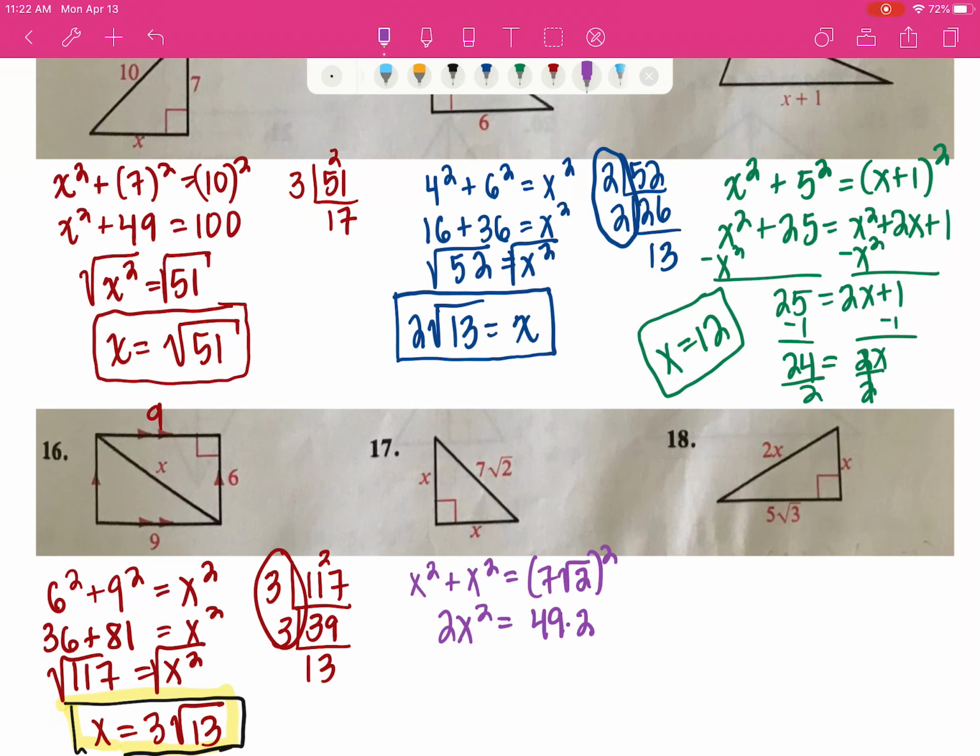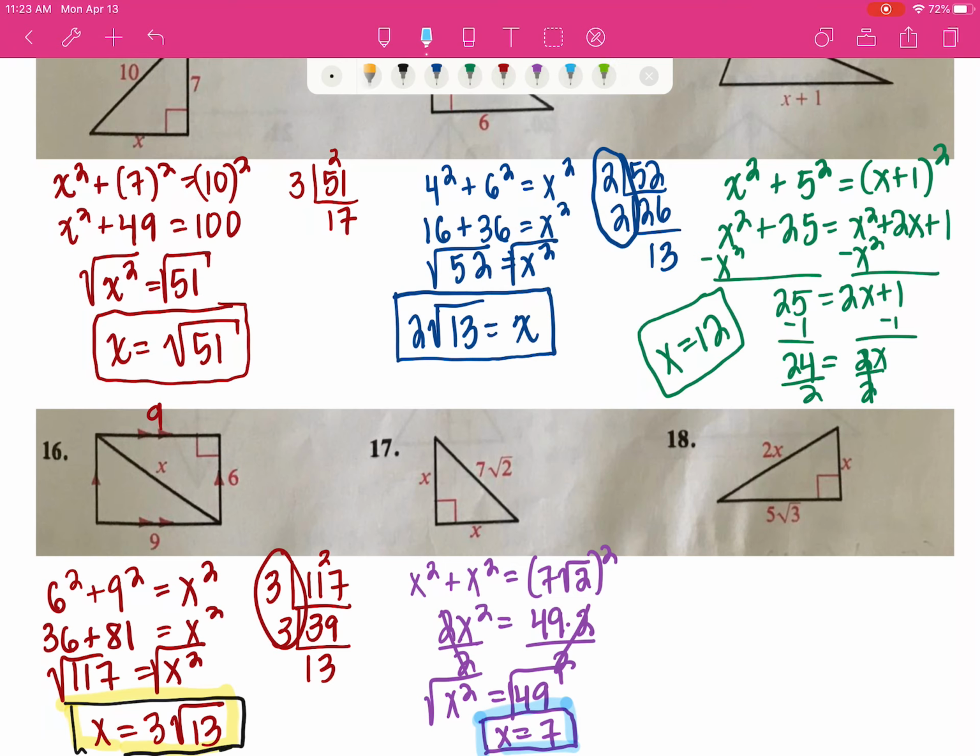However, check this out. Before I compute 98, I'm going to divide both sides by 2. And then I don't even need to make my brain work that hard. x squared simply equals 49. And even though x could be positive 7 or negative 7, in this circumstance, it cannot be negative 7 because it represents a side length. And side lengths can't be negative.